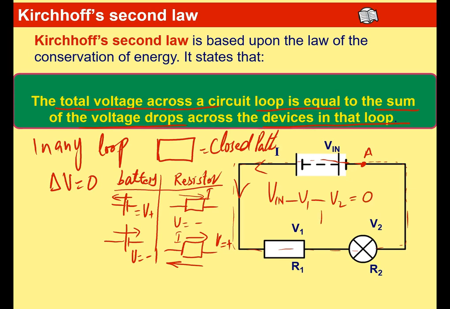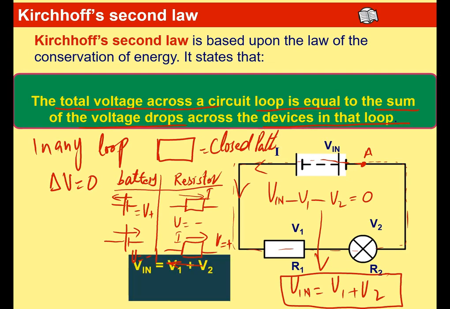So what we can write from here now, I will just write down here. So in this case, you can simply say that V in is equal to V1 plus V2. So this law is basically based on the law of conservation of energy. Meaning the total energy produced by this battery is equal to the total energy used by these components of the circuit. Okay, so here you can see V in is equal to V1 plus V2.